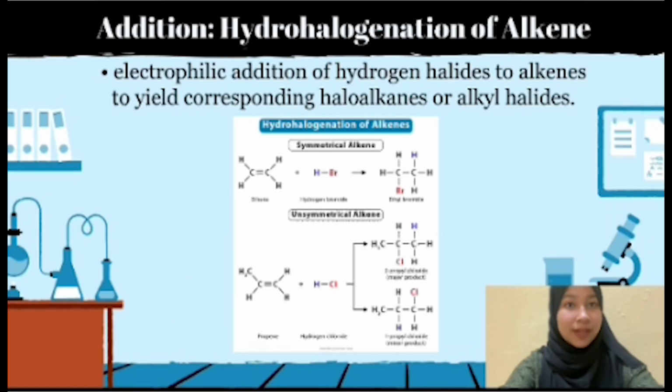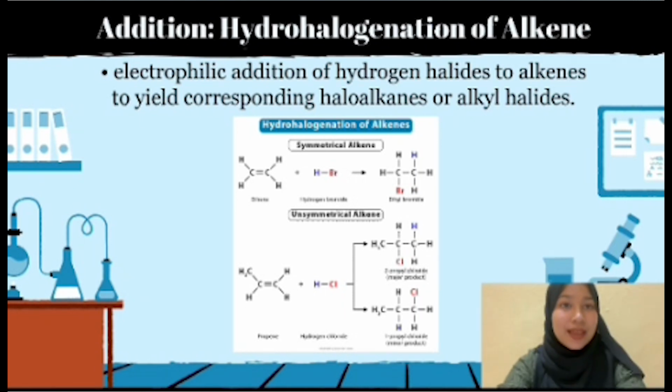Another example of addition reaction is hydrohalogenation reaction in alkenes. This reaction means the electrophilic addition of hydrogen halides such as hydrogen bromide or hydrogen chloride to alkenes to produce haloalkenes or alkyl halide. There are two types of alkenes, the first one is symmetrical alkenes, which have the same substituent at each end of the double bond, and the other one is unsymmetrical alkenes, which have different substituents at each end of the double bond.